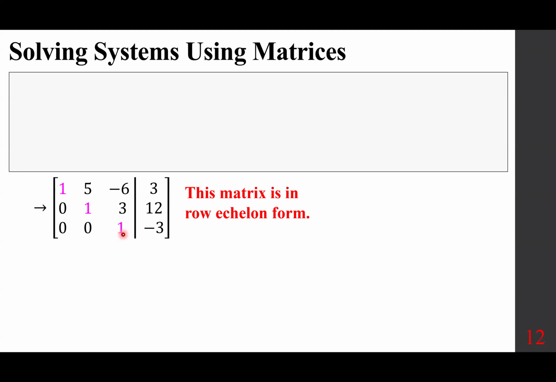If it was reduced row echelon form, this would be fine. This one, we have to change to 0. This one, we have to change these two to 0. That's a reduced row echelon form.